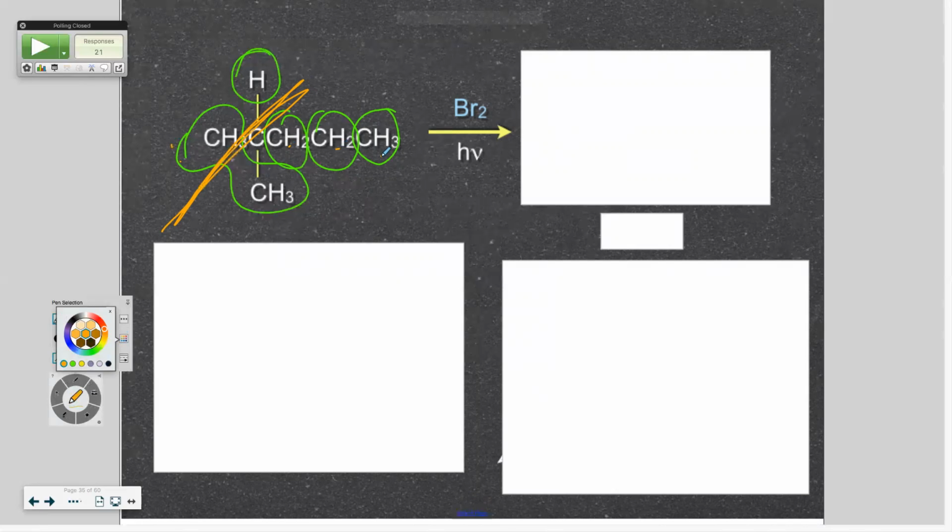Okay, it's going to be right here. These 2 are the same. So you get 1, 2, 3, 4, 5. There's going to be 5 possibilities. But which one is going to be major by far? How many do you think there is? You said those 2 are the same. These 2 methyls are 1, 2, 3, 4, 5.